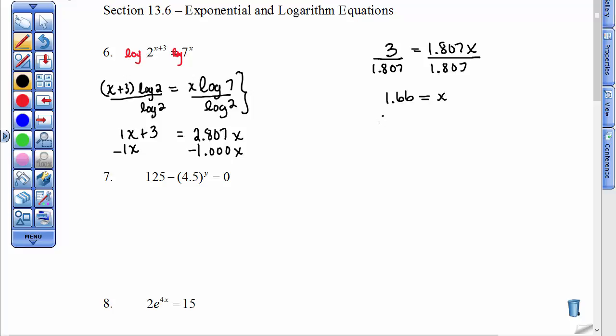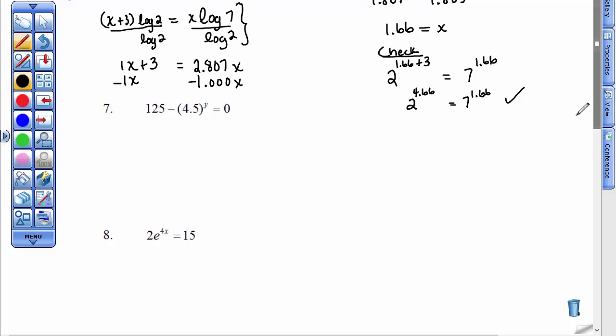Remember that if you want to check these, they're all very easy to check. So you take 2 on the left side and raise it to the x plus 3 power. Well, x is 1.66, plus 3. So you take 2 and raise it to the 4.66 power. On the right side, you have 7, and you have to raise that to the 1.66 power. So if you would compare these two answers, 2 to the 4.66 and 7 to the 1.66, they should be the same value. I don't remember what they are, but they should be the same.